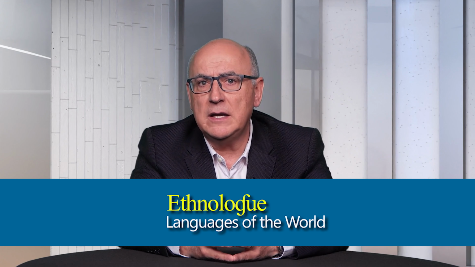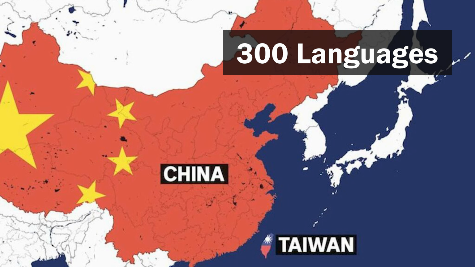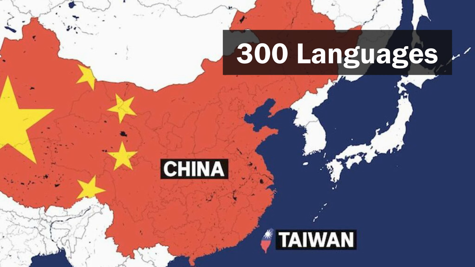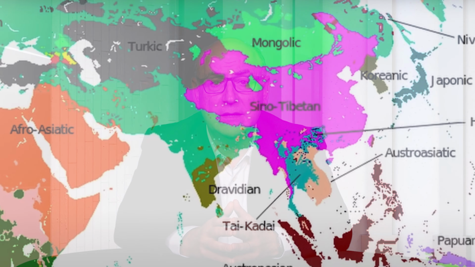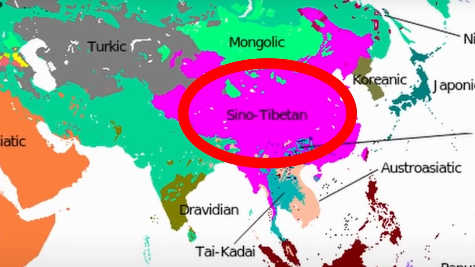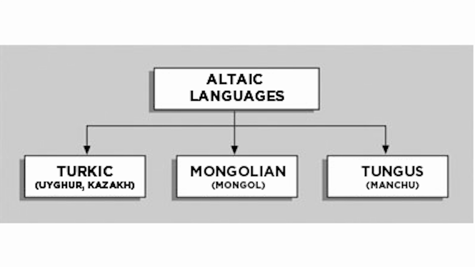China is home to an incredible diversity of languages. According to Ethnologue, around 300 languages are spoken in that Asian country. These languages belong to several language families, with the most important being the Sino-Tibetan family, which includes Chinese, and the Altaic family, among others. Within the Sino-Tibetan family, we find the Tibeto-Burman languages and the Sino-Tibetan languages.